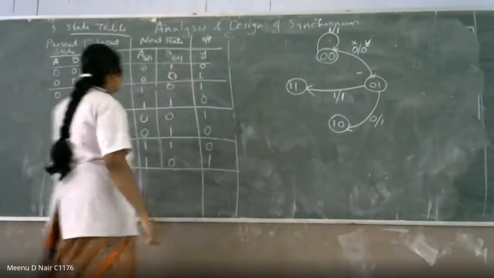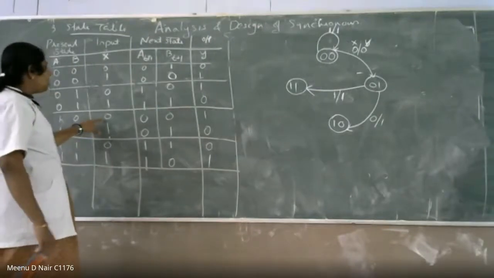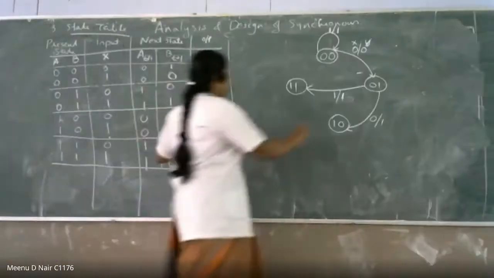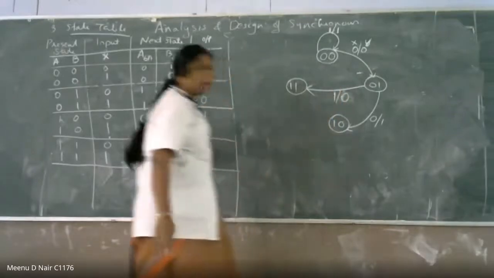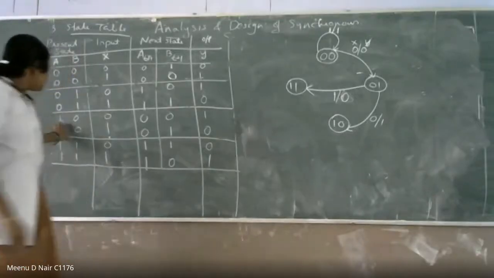Right. Then what is the third case? 1, 0. If you are giving 0, Madam. From 0, 1 with an input 1, it moves to 1, 1 with an output 0. Oh, this output is 0. Okay, fine. Okay, sir. Thank you. Output is 0. Right. Okay.